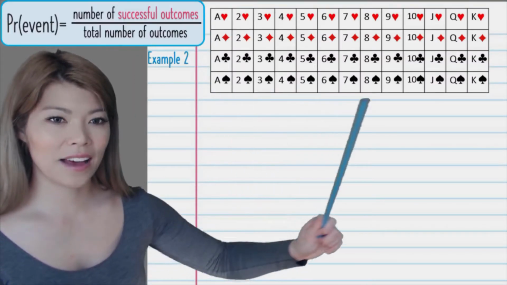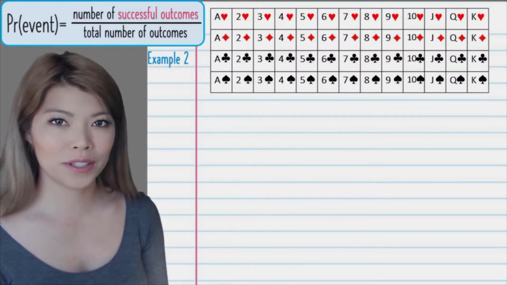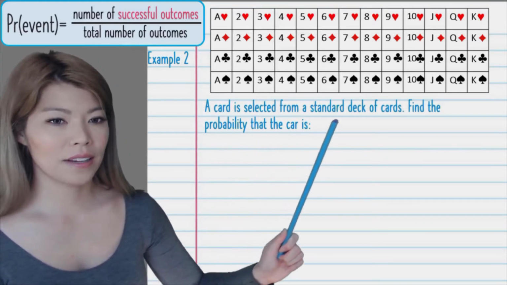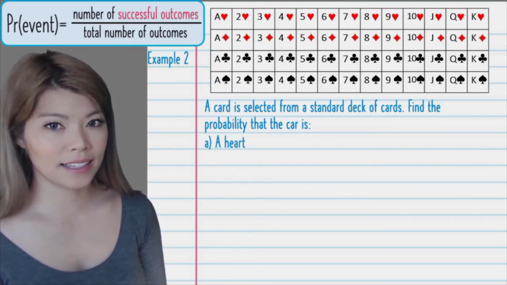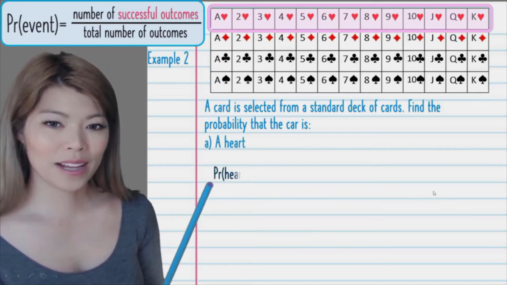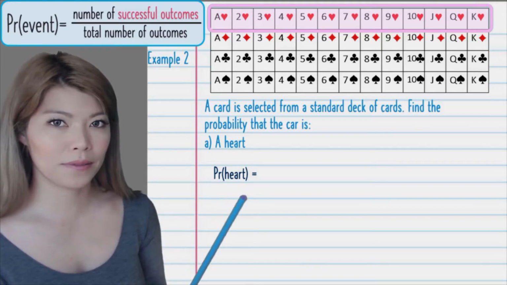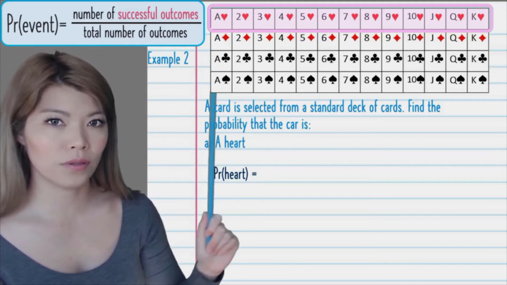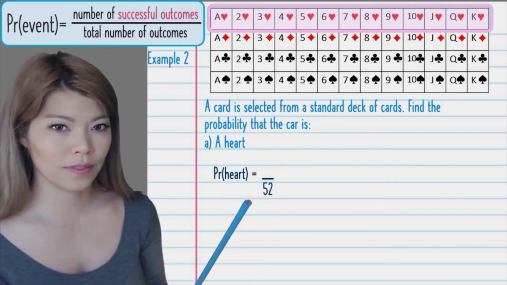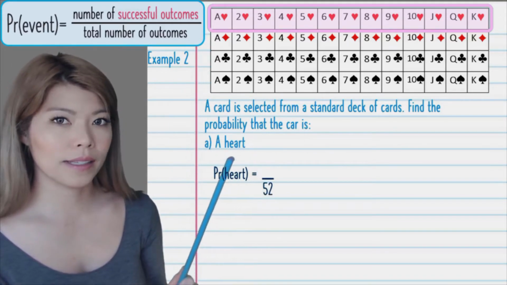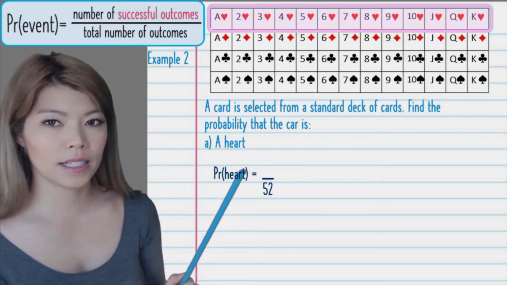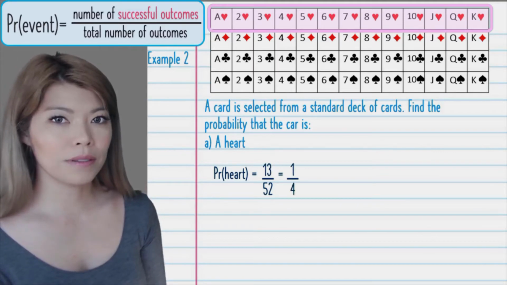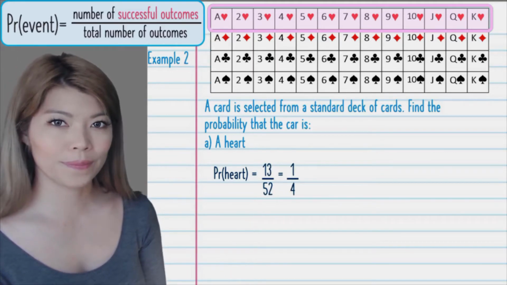I've written the cards out again in a much clearer way so we can refer to them as we answer the questions. A card is selected from a deck of cards. Find the probability that the card is a heart. So we can write this as P(heart), meaning probability of heart. Now the bottom number is the sample space, or the number of outcomes, which is 52 cards. And the top number is how many of what we want. How many successful outcomes are there? There are 13 hearts. And we simplify this to 1 over 4.